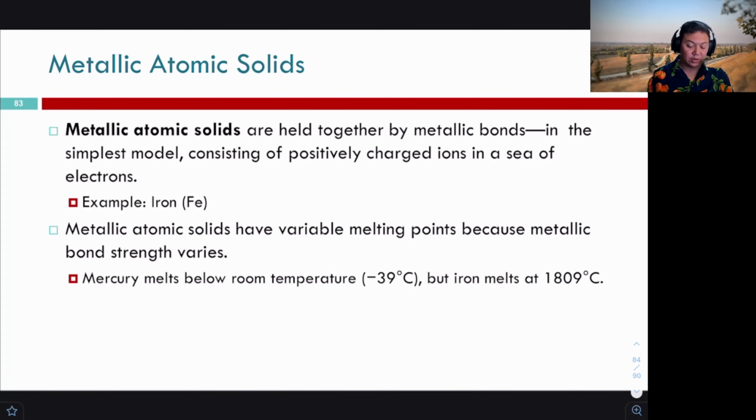Metallic atomic solids are held together by metallic bonds, which in the simplest model is positively charged ions in a sea of electrons. And this varies drastically, where mercury melts below room temperature at negative 39 degrees C. Iron melts at 1,809 degrees C. And then I think tungsten has a melting point of like 6,000 degrees C. So they're all over the place. And this is where the d orbitals are sort of getting messy.